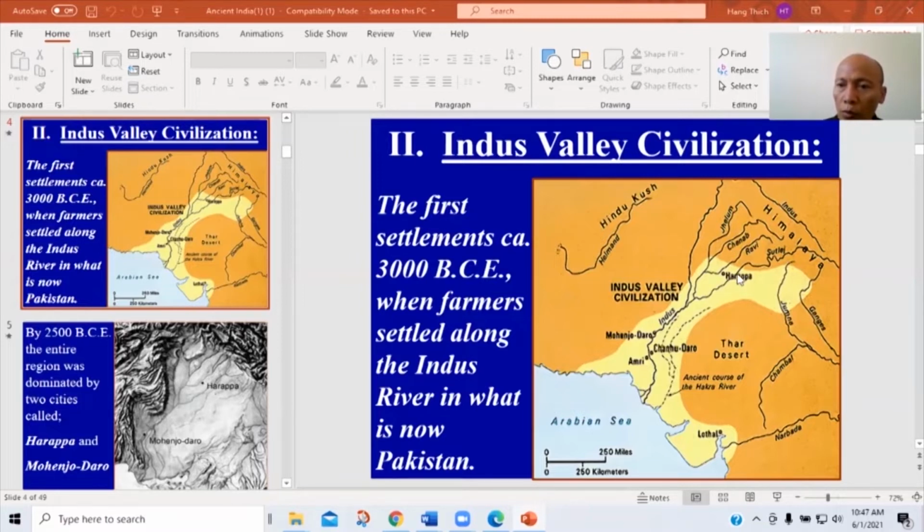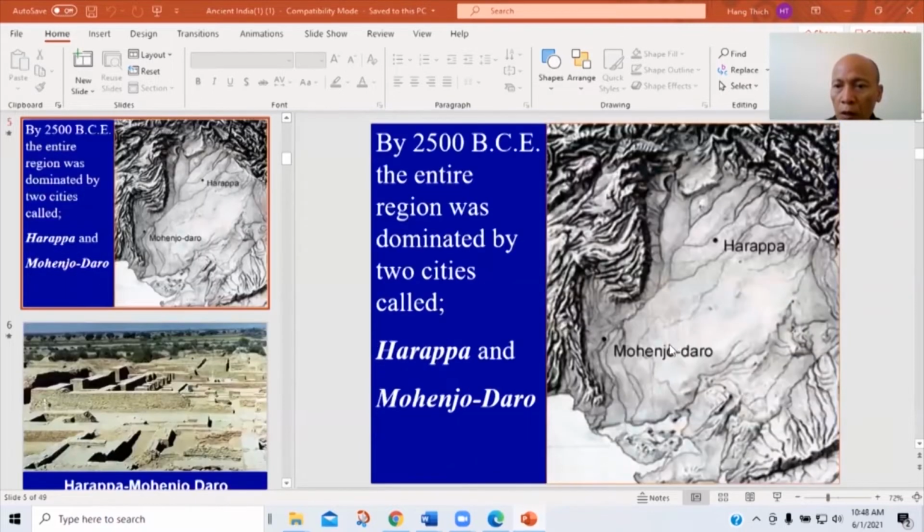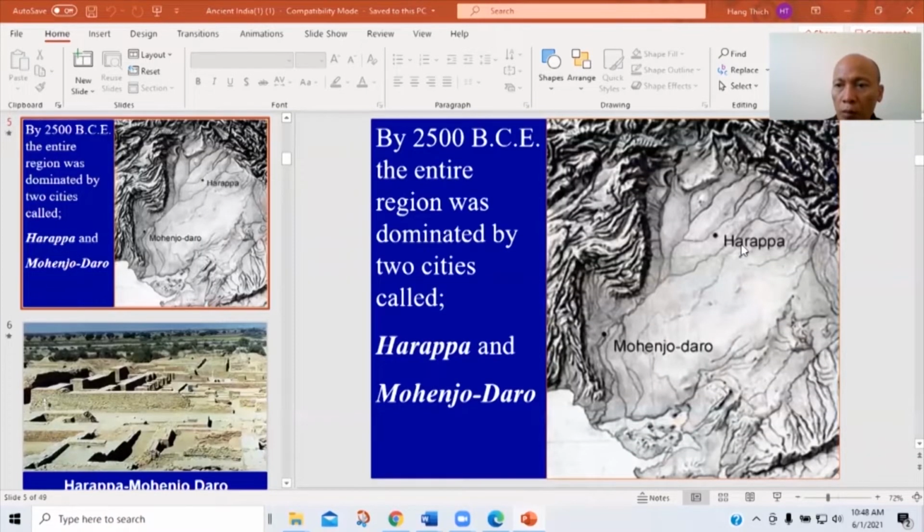And they developed what we call the two large cities of the Indian civilization, Harappa and Mohenjo-Daro. You can see these two main cities along the Indus River, which drains what we call the Indus Valley civilization. Here are Harappa and Mohenjo-Daro. By 2500 BCE, the entire region was dominated by these two cities.